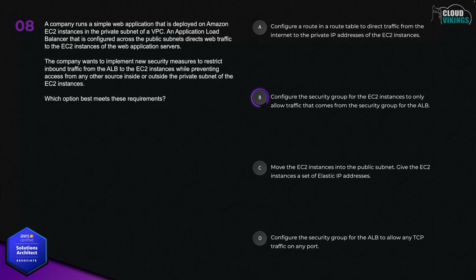The correct answer here would be B. Configure the security group for the EC2 instances to only allow traffic that comes from the security group for the ALB.